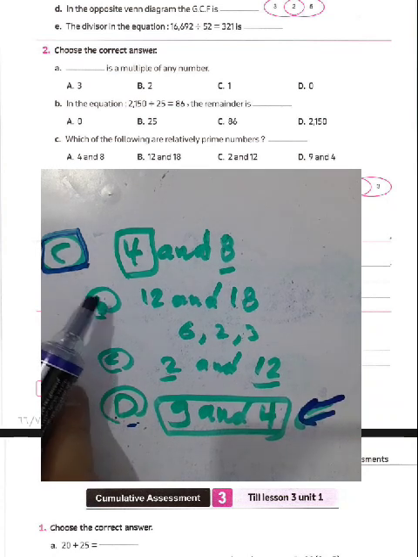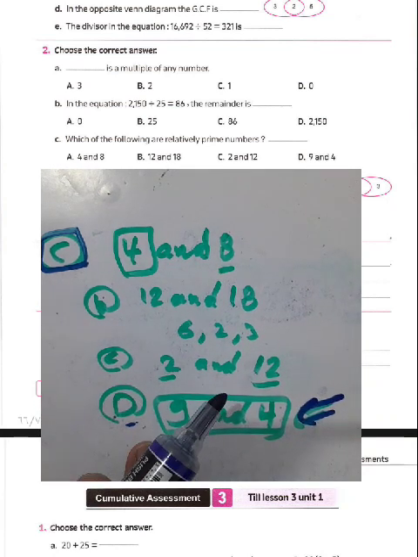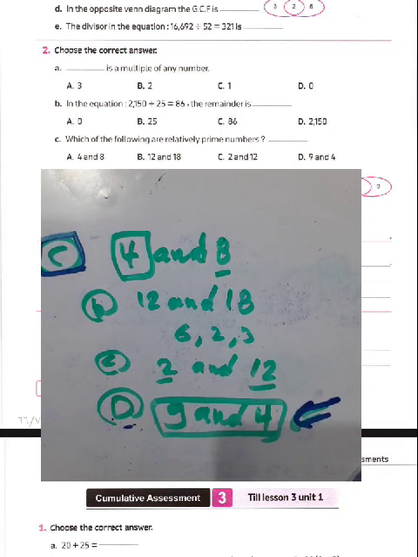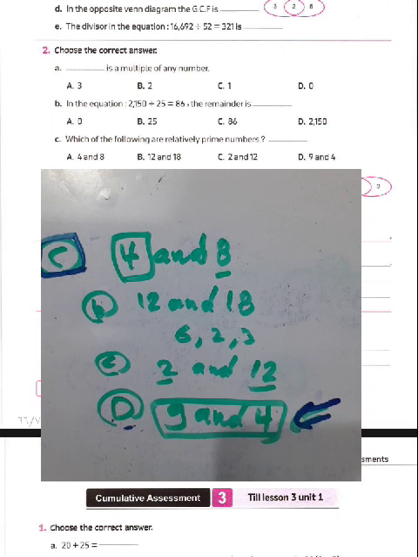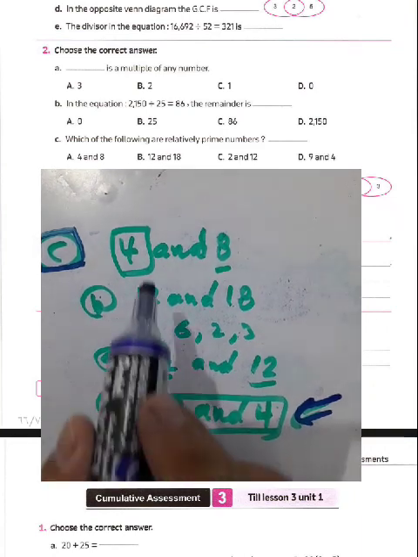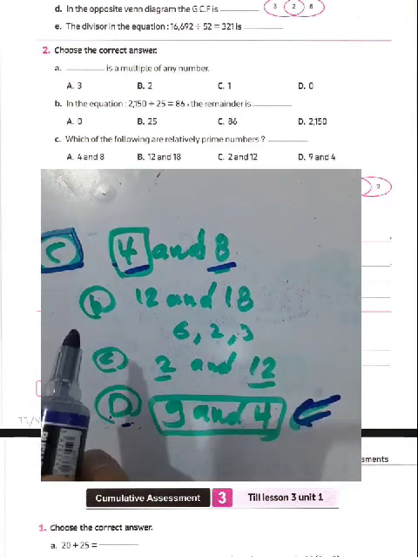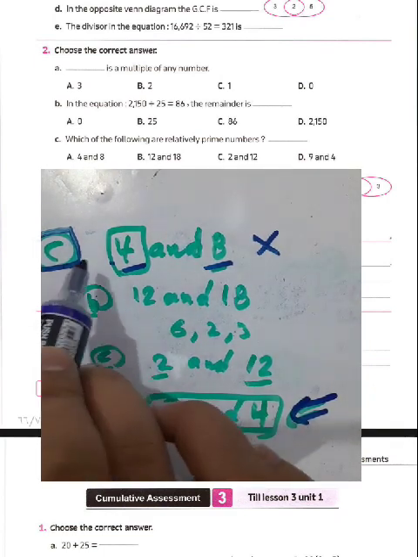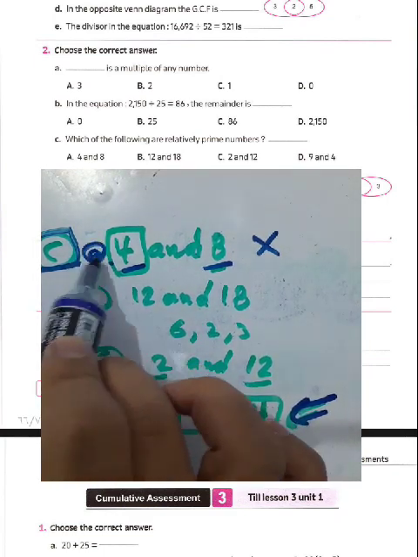Question letter C, choose letter D. Why? Because he asked about what? Two numbers that are relatively prime numbers. Relatively prime numbers means two numbers can be divided by 1 only. You know, 4 and 8 can be divided by 4. So you must choose letter D. And letter A is false.